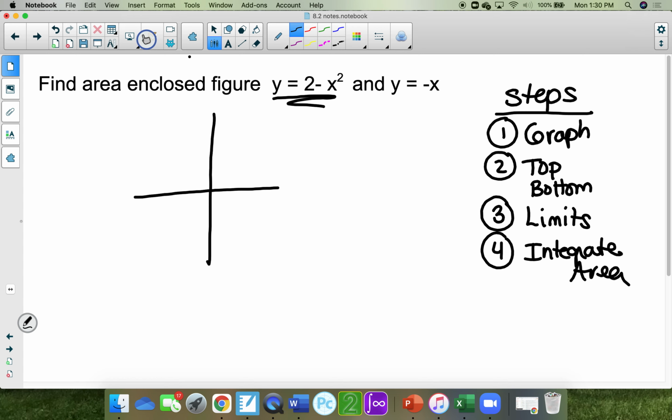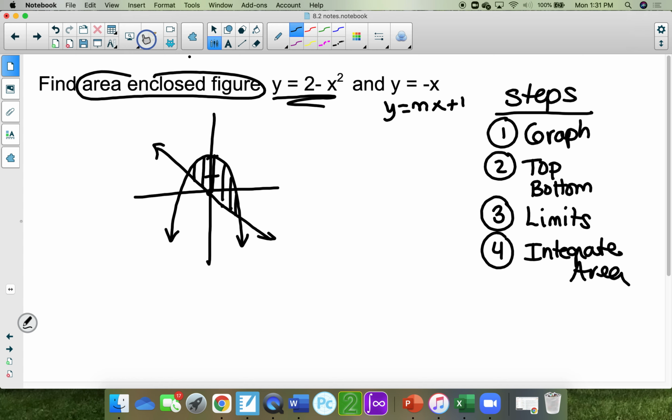Okay, 2 minus x squared is a parabola facing down like this. Y equals 2 minus x squared is a parabola facing down that just got shifted up 2. This one is a line, y equals mx plus b. It starts at 0, and it has a negative slope, so it looks like this. You always are trying to find the area in the enclosed figure, and the enclosed figure is this right here. So far we've got the picture, and I know that this is the top graph, and this is the bottom graph. So I'm integrating the top graph, 2 minus x squared, minus the bottom graph, which is a negative of a negative x, dx.